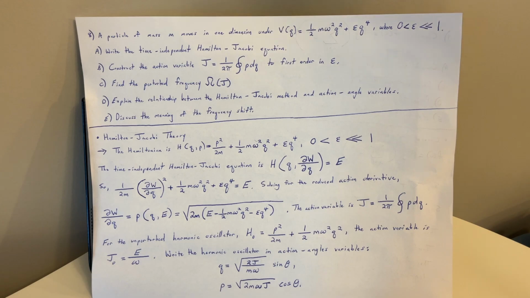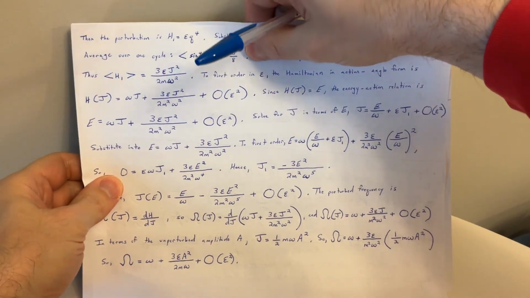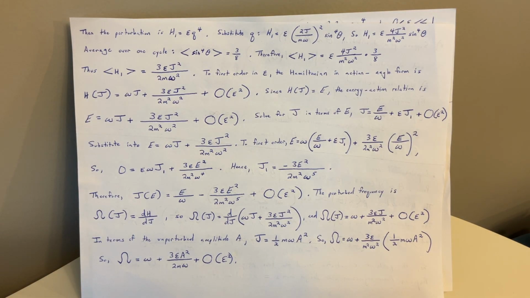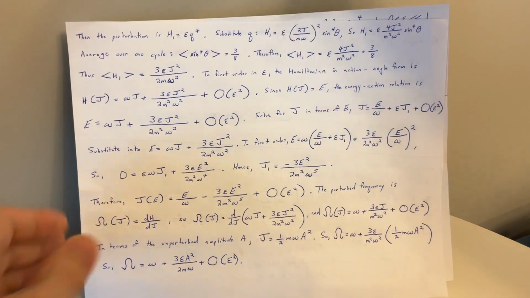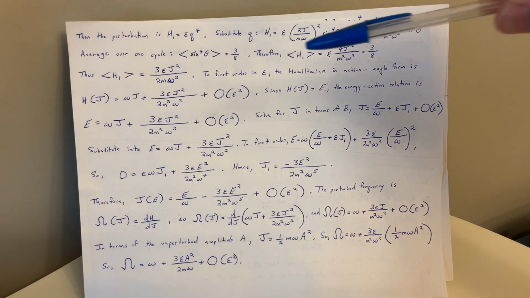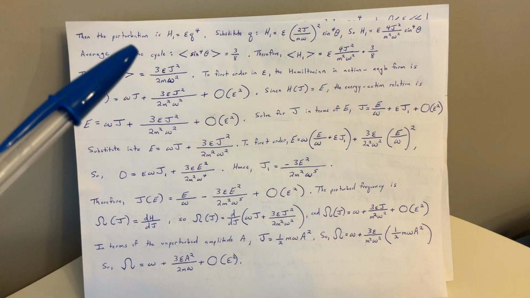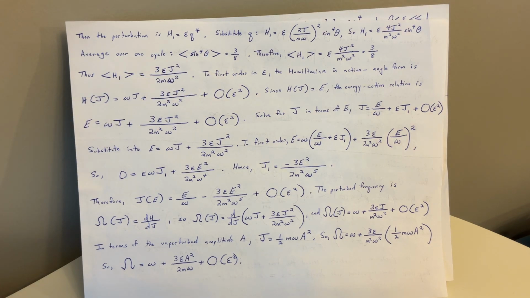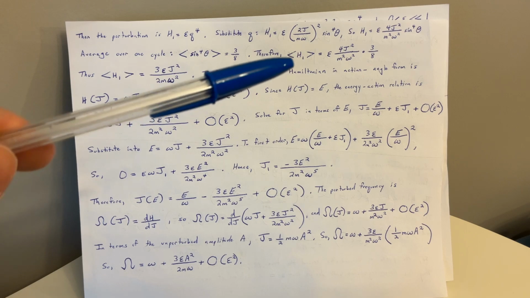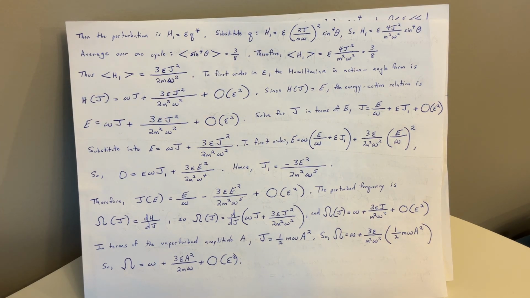Building on that for the perturbation, the perturbation is H₁ = ε q⁴. If we substitute, H₁ = ε times (2J/mω)² sin⁴θ, so H₁ is ε 4J²/(m²ω²) sin⁴θ. Our average over one cycle of sin⁴θ comes out to 3/8. Therefore our average H₁ is ε 4J²/(m²ω²) times 3/8.